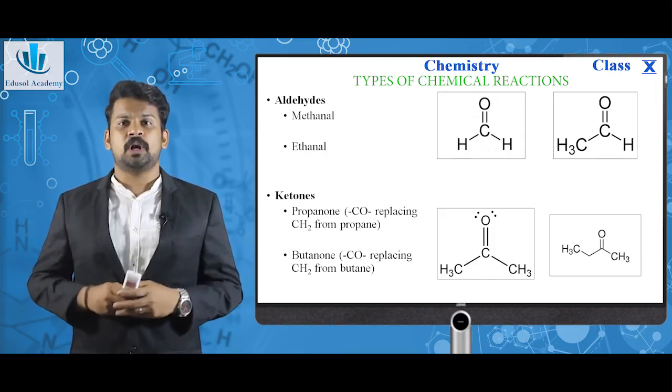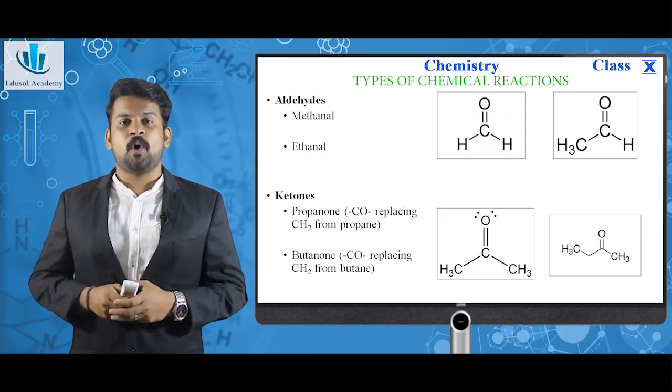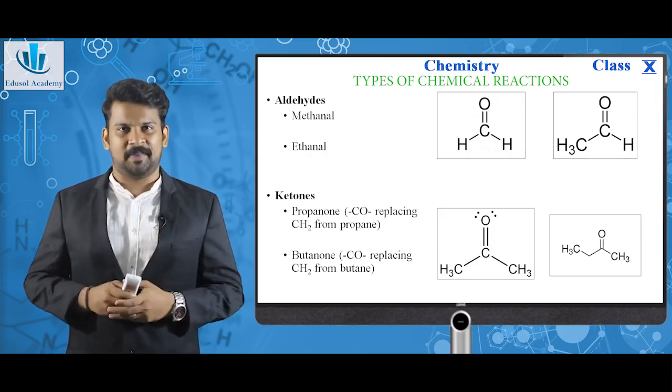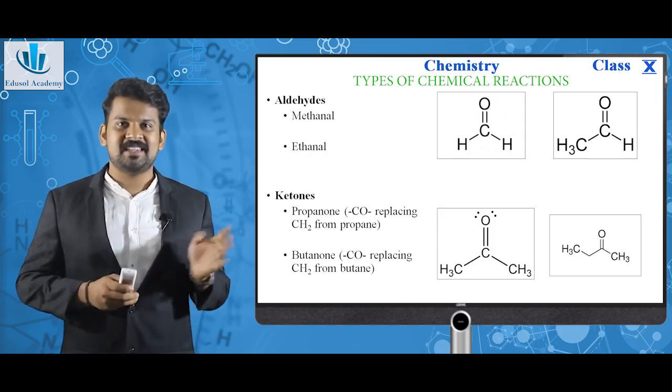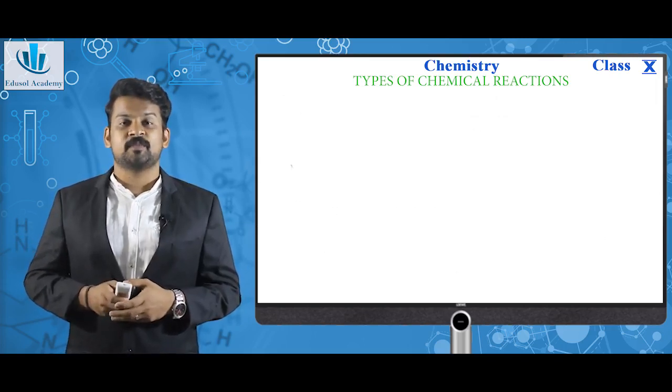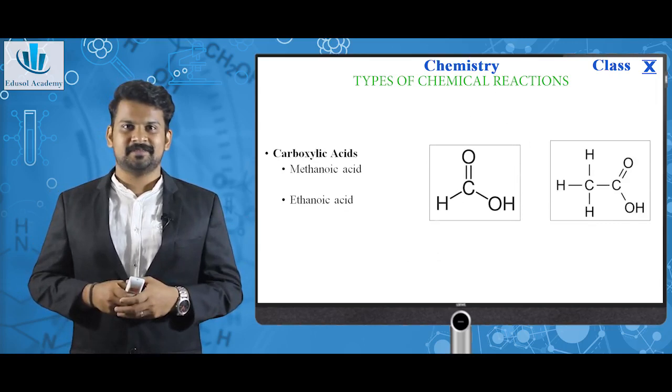This compound is called propanol. The C-O bond is coming between two different carbon atoms. Same is the case with butanol, as you can see from the picture. Next one is carboxylic acid.